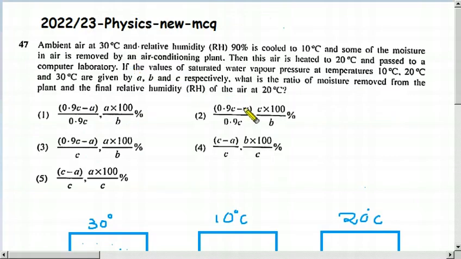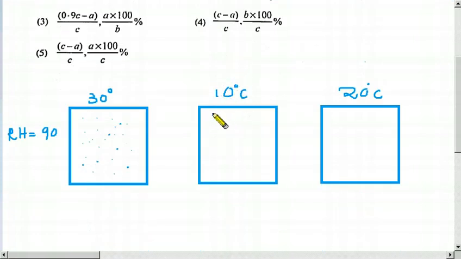So the saturated water vapor pressure is given respectively for 10, 20, 30 as A, B, C. At 10, capital P is A. At 20, capital P is the saturated vapor pressure, you know that. Then this one is B. So at 30, capital P they have given as C. So we have to use these values.